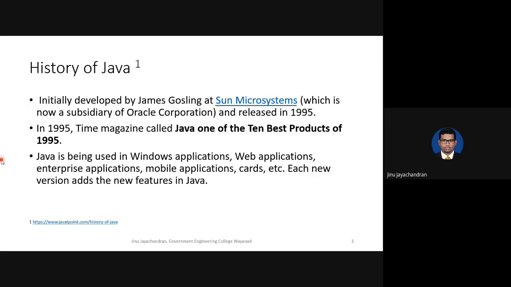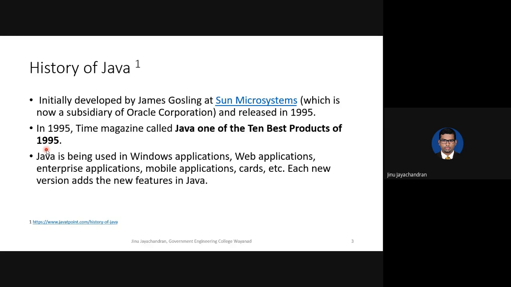Java is widely used everywhere in the world. It's one of the 10 best products of 1995, but it's still being used. So Java has advanced much more. You have heard of JavaScript, which is used in web applications, and there are a lot more evolved languages from Java. I can even say Python is some kind of evolved from Java.